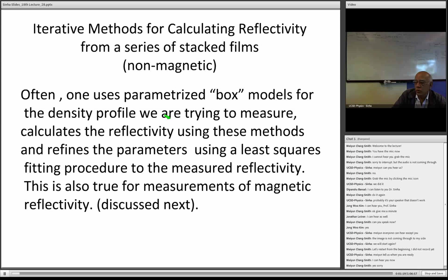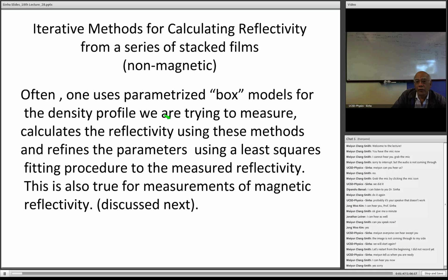What one does usually is use these parameterized box models to calculate the density profile. And then if you get a reasonable or a good fit, one uses a least squares fitting procedure to get the parameters of this model to fit the measured reflectivity. And this is also true for measurements of magnetic reflectivity.